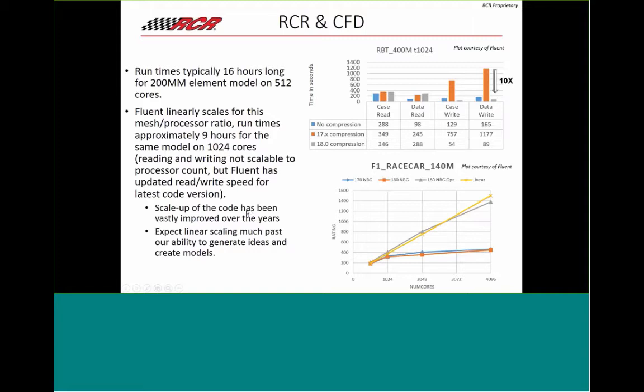The scale up of the code has vastly improved over the years, and we expect linear scaling much past our ability to generate ideas and create models. And by that, I mean, if we were to ramp the number of cores up, we would increase the throughput, and at some point, the limiting factor is going to be generating ideas and creating the CAD for that throughput.